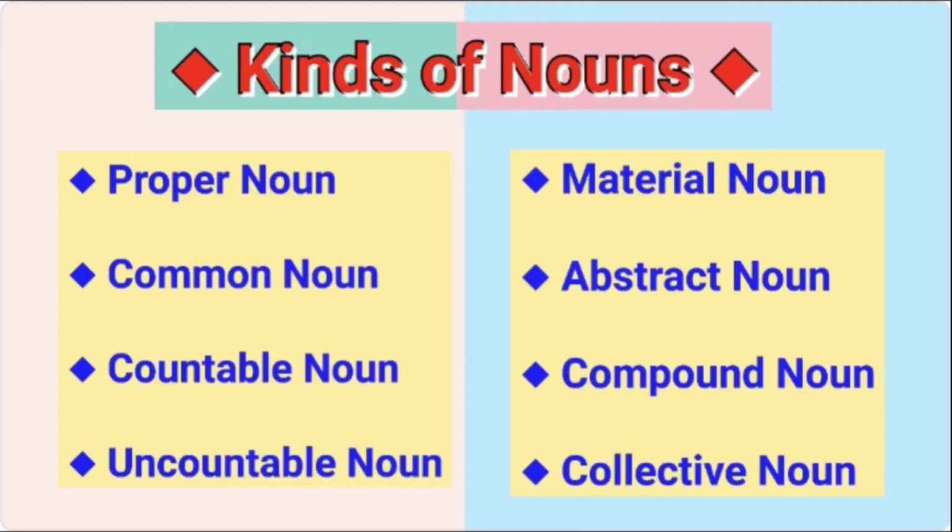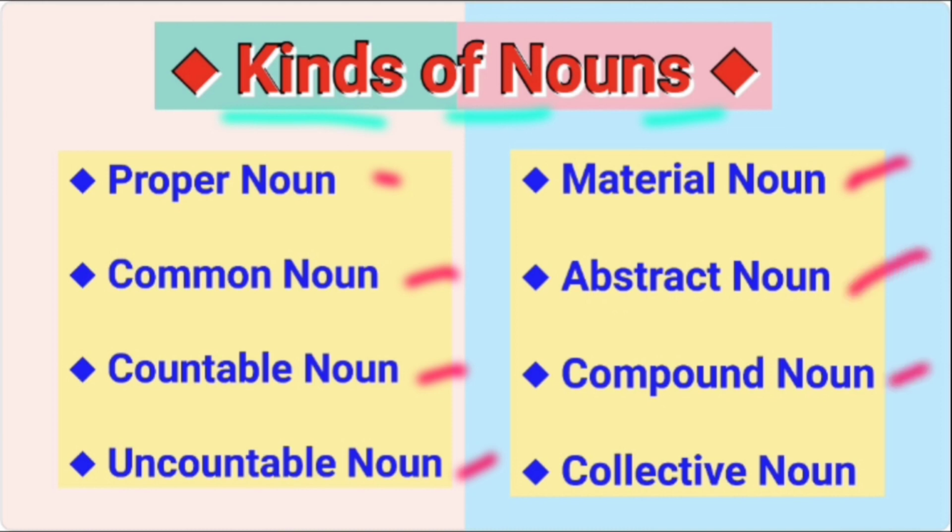Students, in your early classes, you came to know about noun and the kinds of nouns. And today we are again going to read about the kinds of noun. Here are 8 kinds of noun. First one is proper noun, common noun, countable noun, uncountable noun, material noun, abstract noun, compound noun and collective noun. And today we will have a detailed study about all these kinds of nouns.